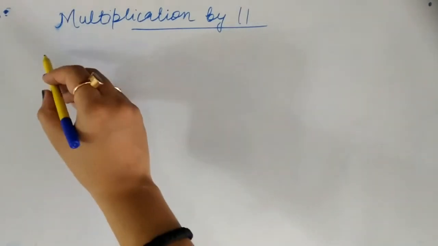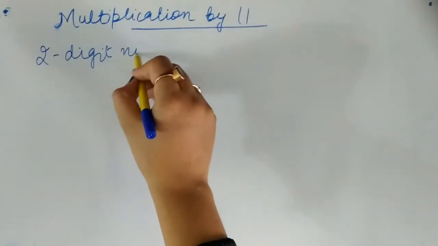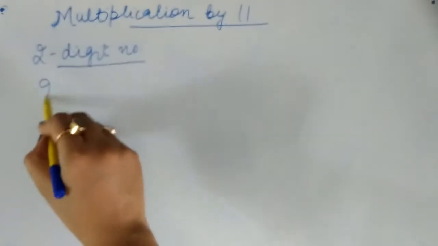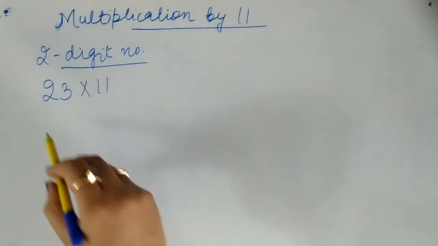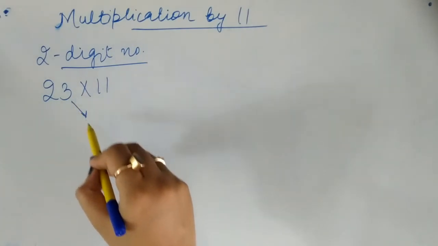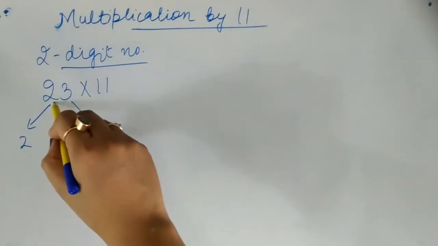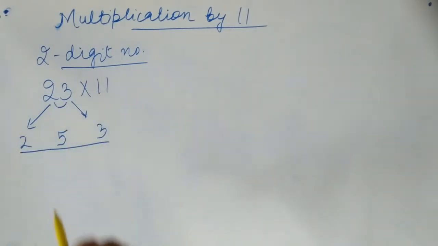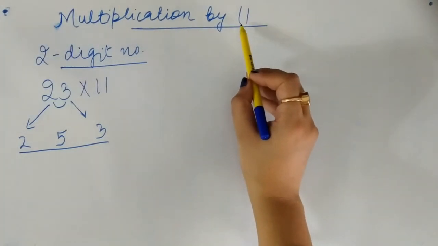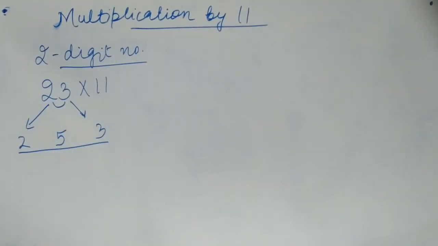So multiplication by 11, let's take any two-digit number. Say 23 multiplied by 11. What you have to do is write this ones digit, 3. Then write this tens digit, that is 2, and then add these two numbers, that is 5. So 253 will be the answer. Since here it is two digits, 1 and 1, we are going to add 2 digits.